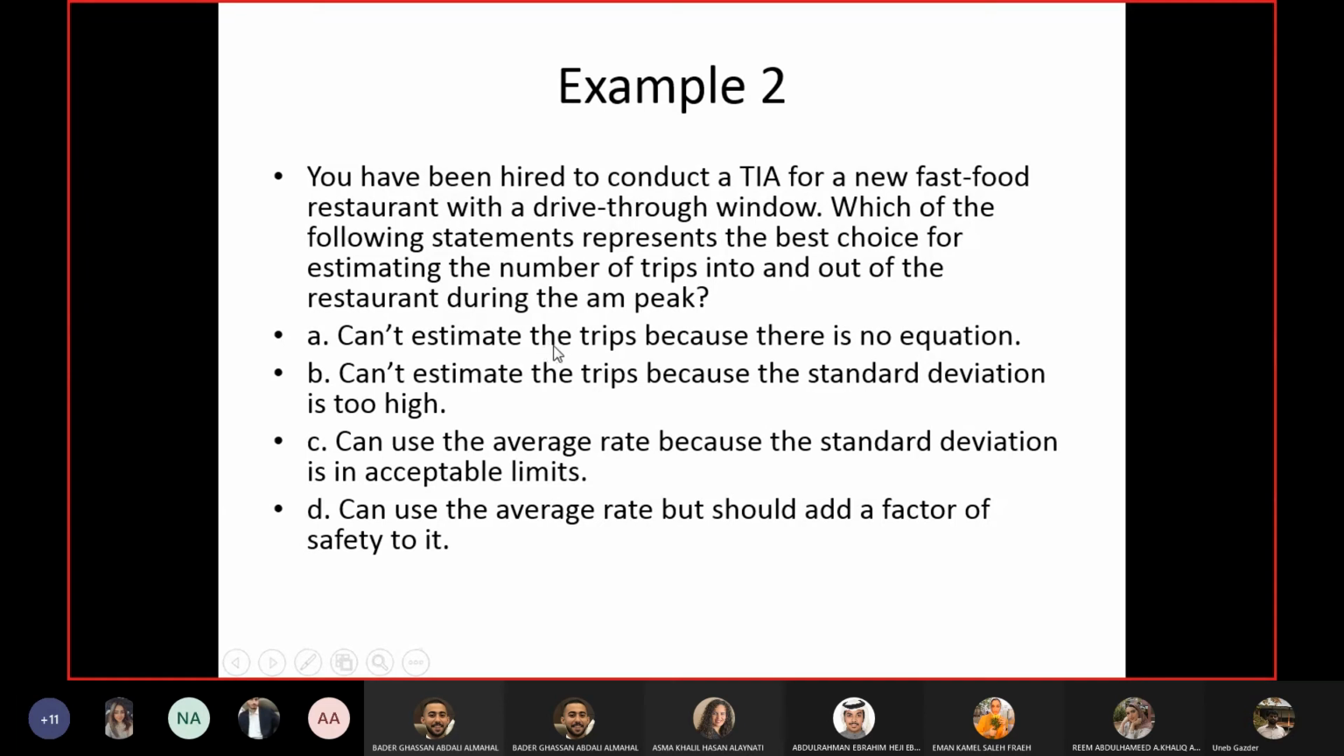Statement A is also correct, but this is not your final answer. Your client is not like your instructor. You go to the instructor and say, doctor, I cannot do the assignment, I cannot make the submission on this date, and they will give you another date. No. Your client is giving you money, so he will not accept your excuses. He will ask you, if you cannot estimate using the equation, what is the other option? So the other option is statement C. So your final answer is, I can use the average trip rate to calculate the number of trips, and that's it. So your final answer is statement C.